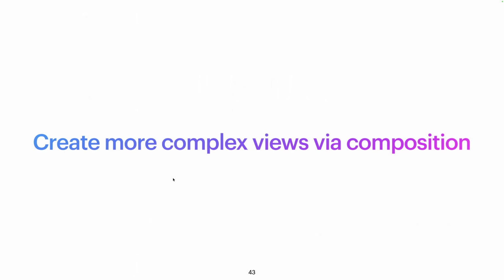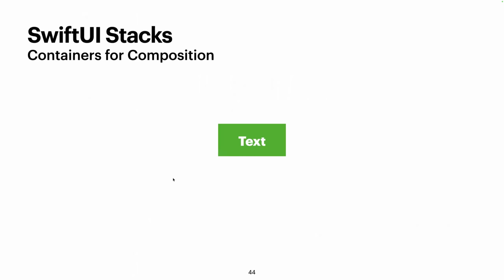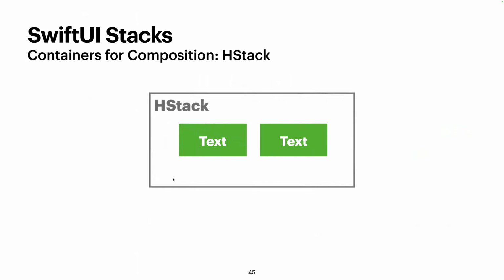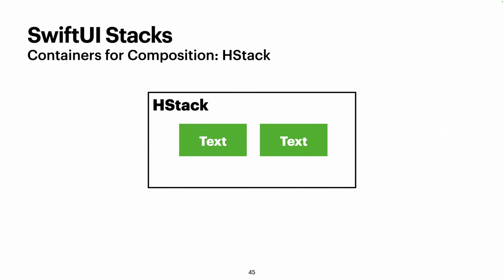So how do we compose these more complex views? Well, in addition to views, we also have these containers that SwiftUI has. For example, let's say I want to lay out two views horizontally to create a bigger view. What we would use is something called an HStack. An HStack simply wraps its subviews into a container and lays them out horizontally.